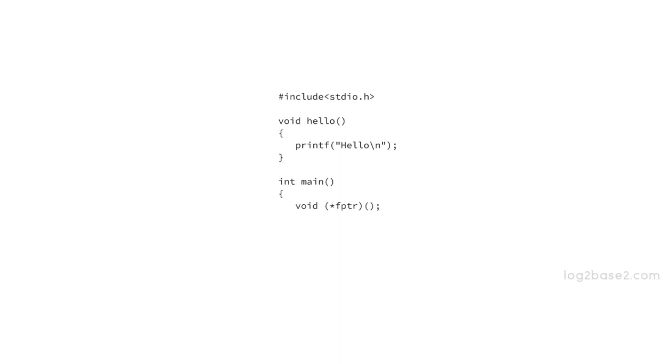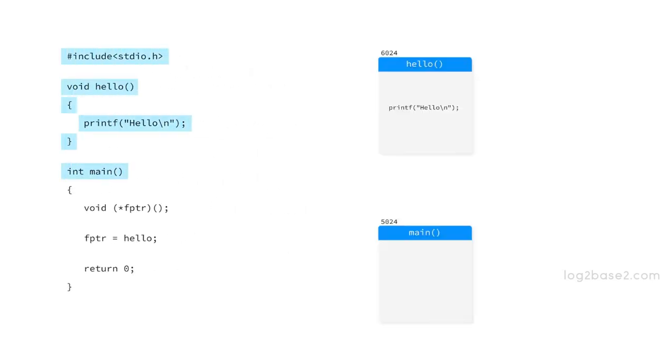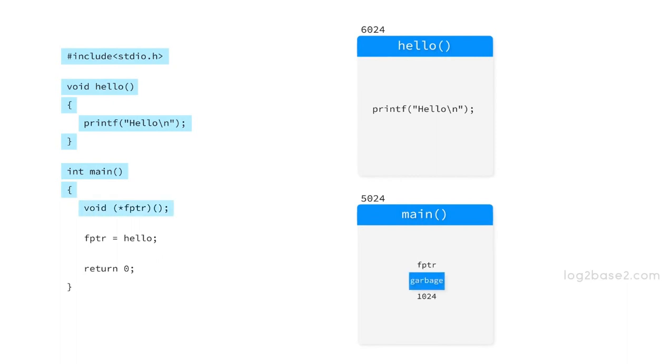Now we assign the address of function hello to this pointer, and we can do that simply by assigning the function name to the pointer variable. So we have fptr equal to hello, that is, the pointer name equal to the function name. The address of function hello, that is 6024, will be assigned to fptr. And finally, the program returns 0.